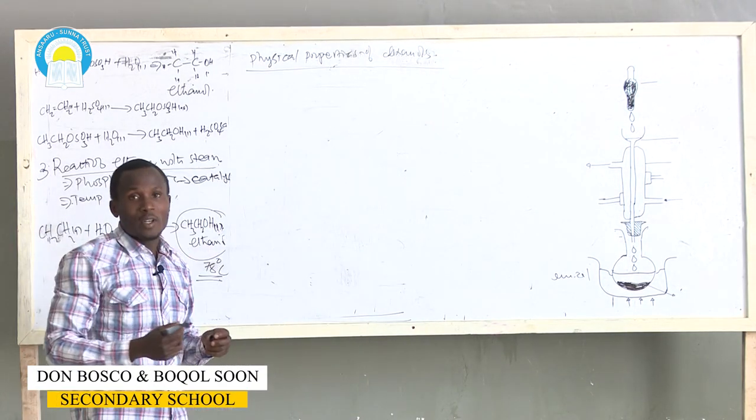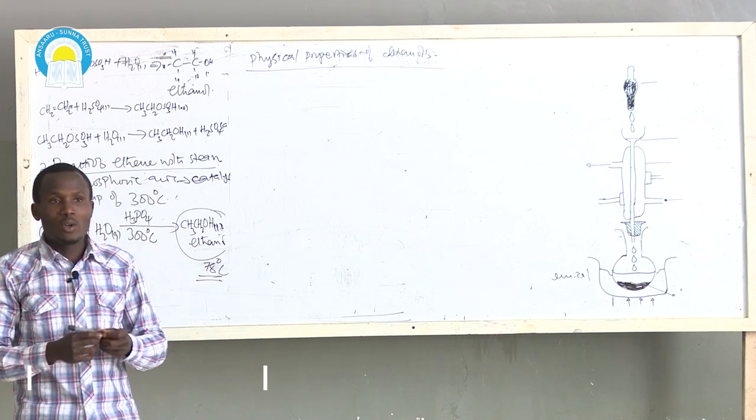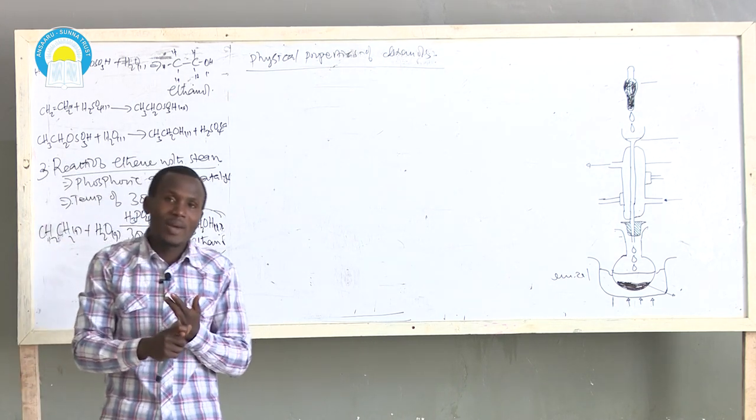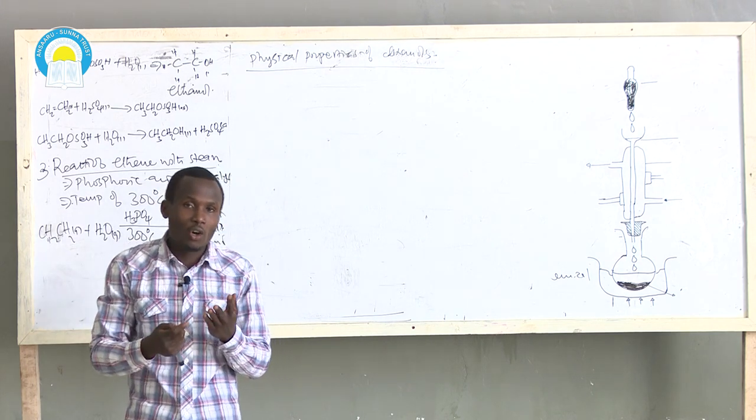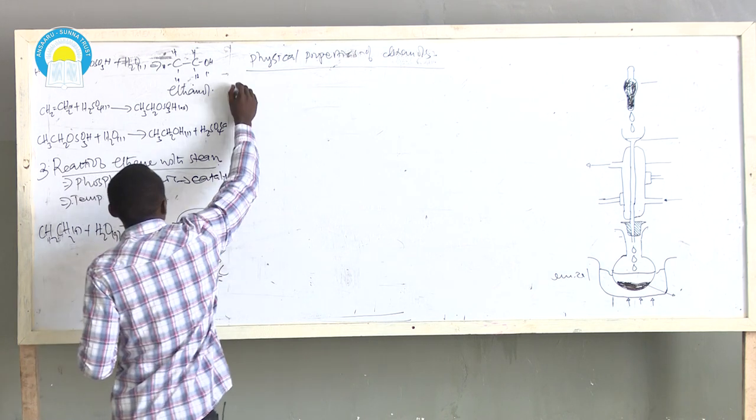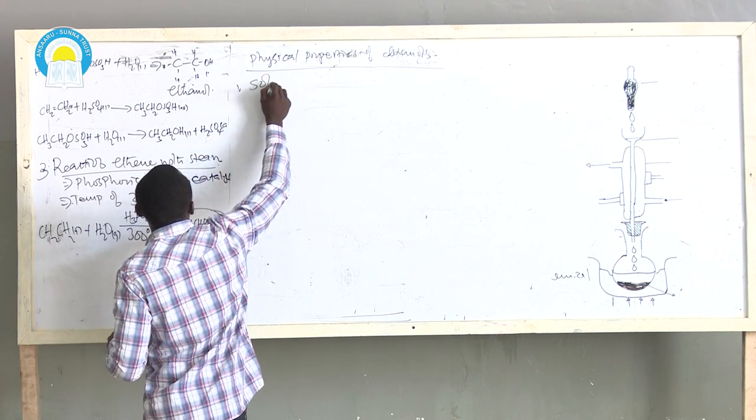Physical properties of alkanols. So under the physical properties of alkanols, we have said we look at the three main parts. The first one is the solubility. Second one is the melting and boiling point, and maybe we talk of the densities of alkanol. So let's first have a look at the solubility.